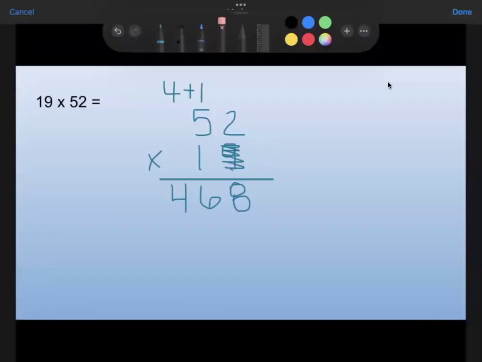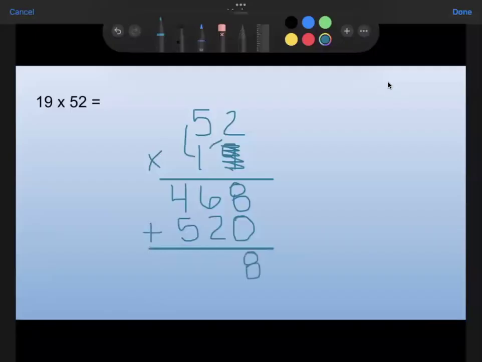I can erase these lines. I can also cross off or erase these little numbers up here because I'm not going to need them again. But what I must absolutely do is add a 0 for my second row. That shows that my second row is when I multiplied by a number in the tens place. So that is very important. 2 times 1 is 2, and 5 times 1 is 5. So there's my two partial products. I add those together, I get 8, get another 8 here, and then I get a 9. So 19 times 52 is 988.